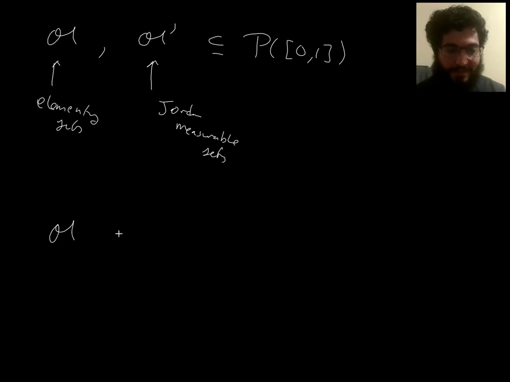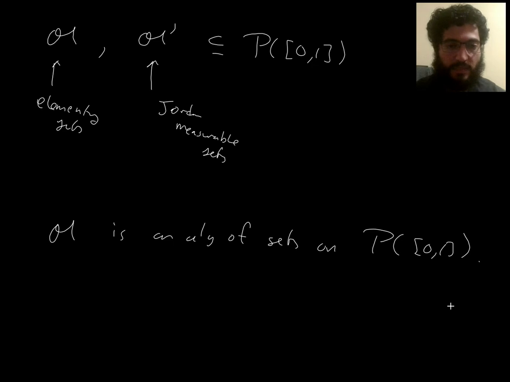So this one is actually an algebra of sets on this. The elementary sets form an algebra of sets. We discussed that the finite unions of elementary sets are elementary sets, and so are finite intersections and complements. If you take the complement of a finite union of intervals, then you get a finite union of intervals, right? This one, the set of Jordan measurable sets, is also an algebra of sets on here.